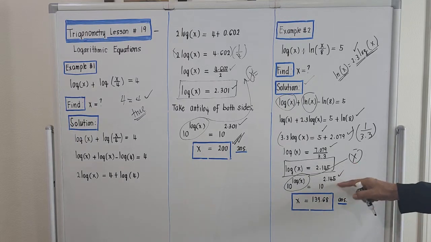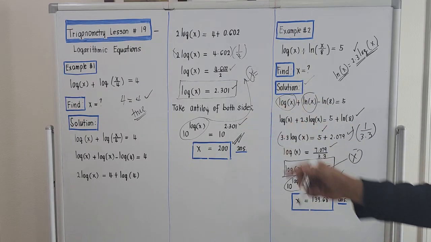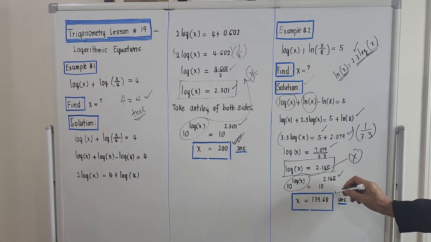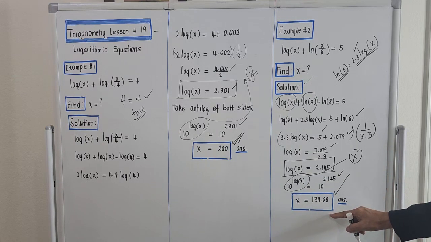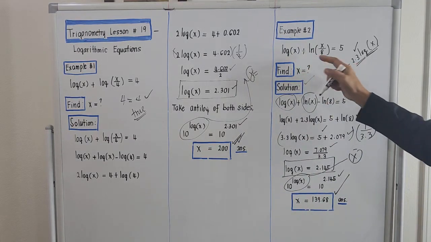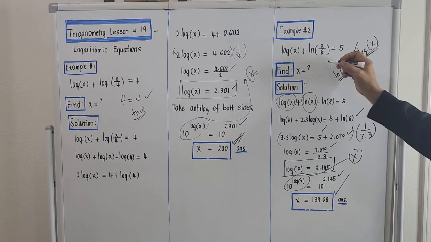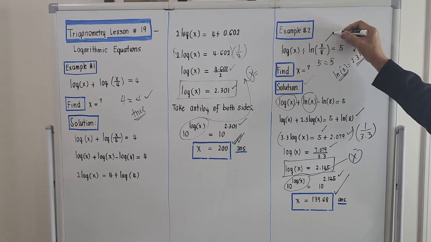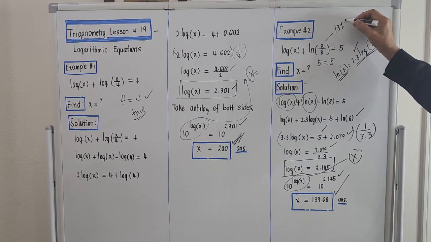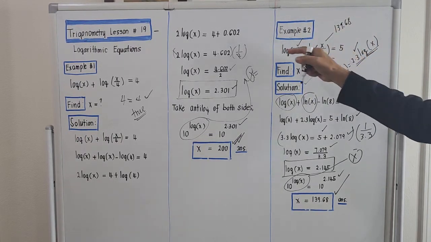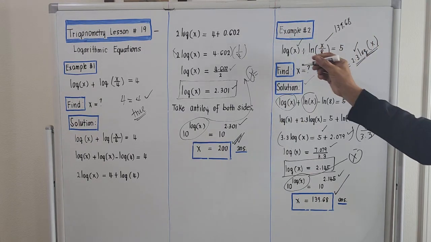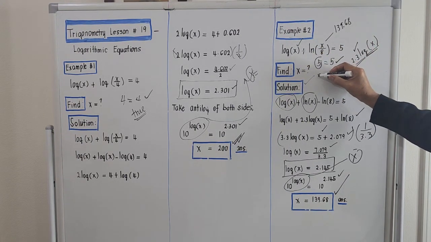10 squared is actually 100, right? There is a decimal 1.145, so our answer should be greater than 100. X now will be 139.68. Okay, that's it guys. If you want to check the validity, put this x here, then simplify. What should come out is 5 equal to 5. If we put 139.68 and simplify, the sum should be 5 on the left hand side, and this should be equal to 5, meaning our answer is correct, so it is true.